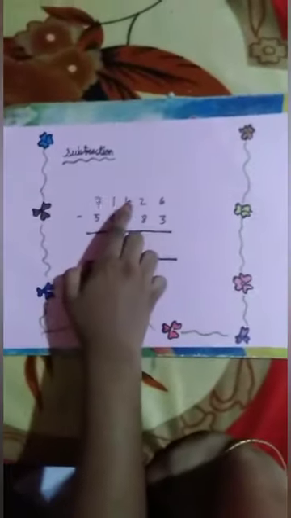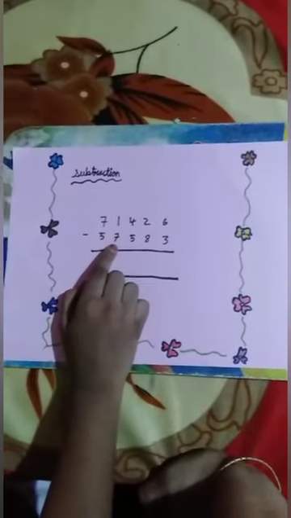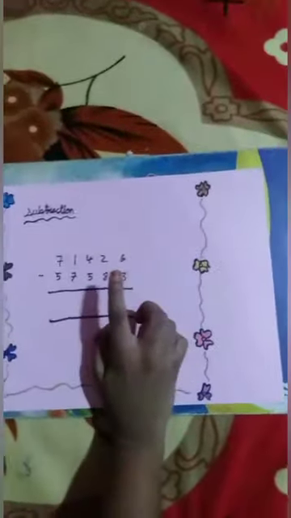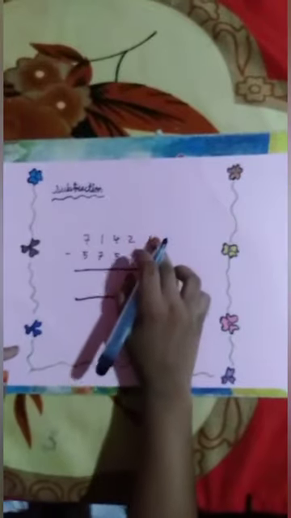Subtract the smaller number from the bigger number. Here is my problem. The question is 71,426 minus 57,583. Next, 3. We can subtract 3 from 6.